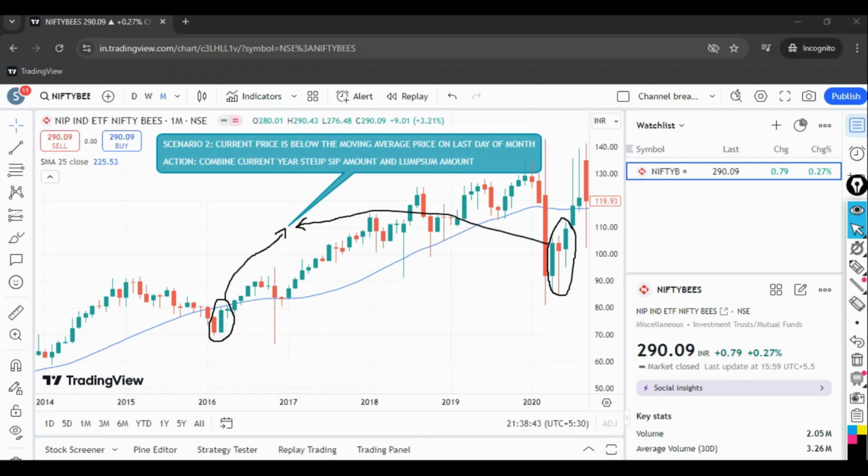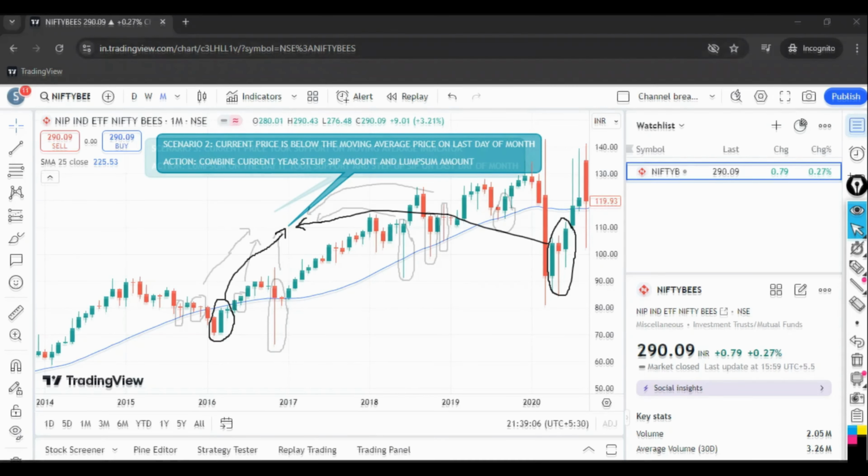That is, let's say your current year step up SIP amount is 3000 and lump sum amount is 9000. Then on the last day of the month, we will invest a total amount of 12,000 rupees. Similarly, if your current year step up SIP amount is 3,300 and lump sum amount is 9,900, then on the last day of the month, we will invest a total amount of 13,200 rupees.